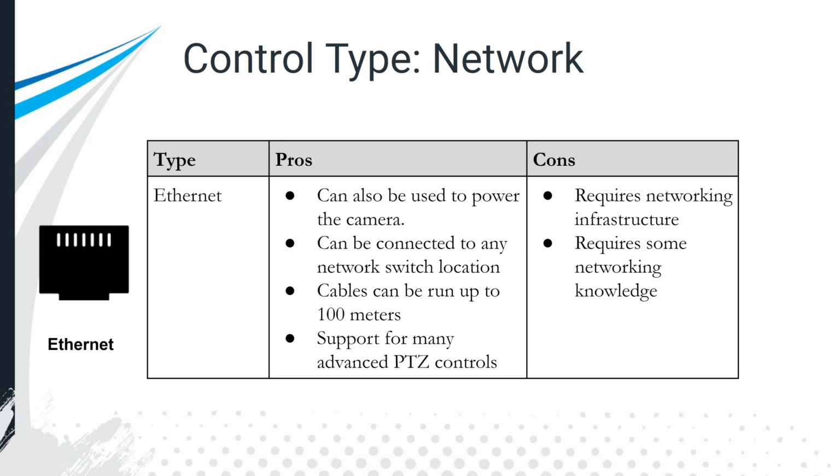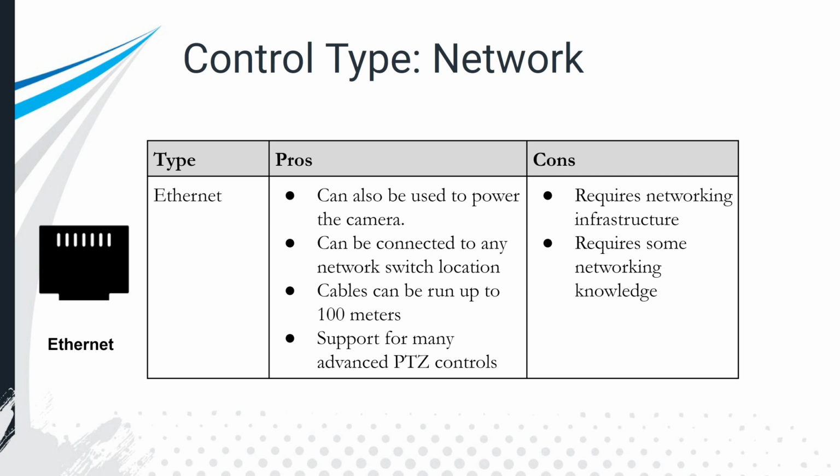So Ethernet can be used to power the camera. So it's kind of a 2 or 3-in-1 deal. It can also be connected to pretty much any network switch location. So it doesn't have to be sent all the way back to the joystick or all the way back to the computer. It just has to be connected to the network at large. And that allows for computers all over a different location to access the same camera, because everything's connected to the same network. Ethernet cables can also be run up to 100 meters. So 328 feet, that's a very long distance, and it's very common to find Ethernet cables.